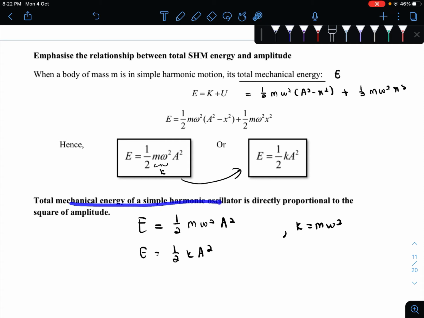So the total mechanical energy of a simple harmonic oscillator is directly proportional to the square of the amplitude. So we can say the E here is directly proportional to the amplitude square, because we assume half k as a constant. These all are constant. Alright, that's it for the part on energy.